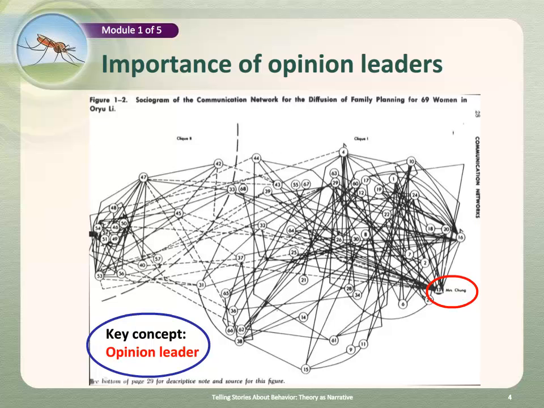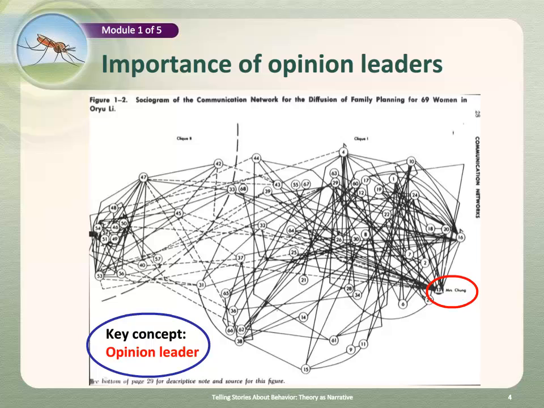Here's another picture of the same village of Oryu-Lee. It looks a bit different, doesn't it? The small circles with the numbers in them in this picture represent the women who lived in the houses you saw on the previous slide. Researchers asked each of those women who they talked to in the village about family planning. And for each woman who was mentioned, they would draw a line.